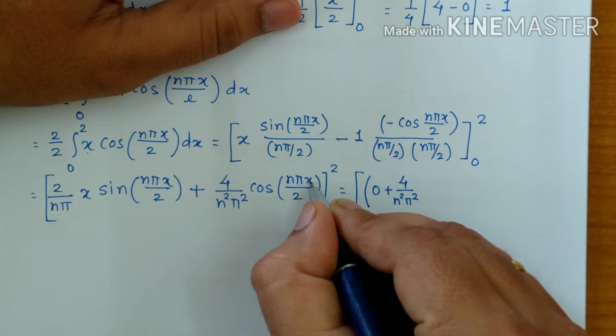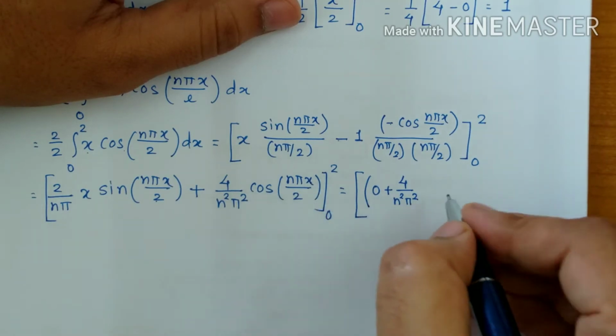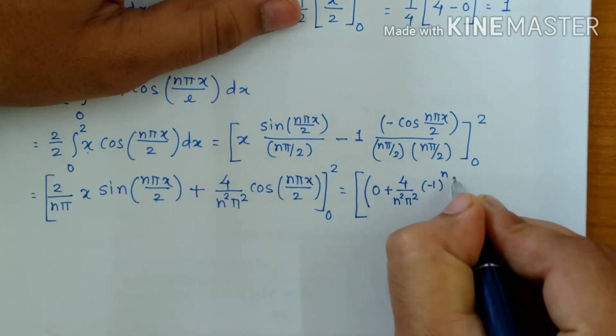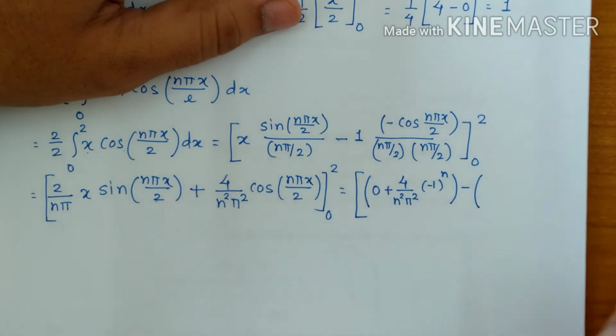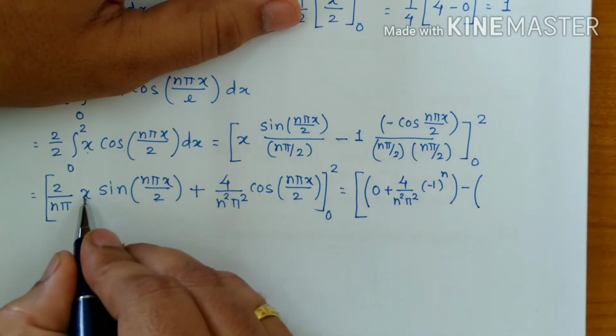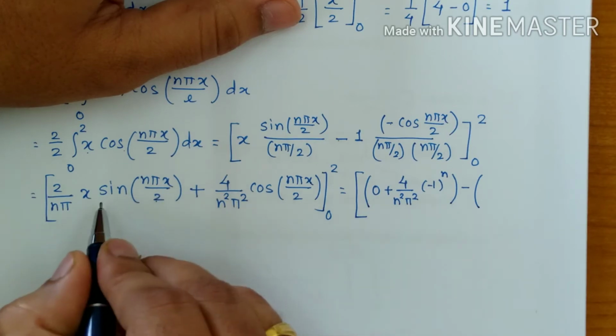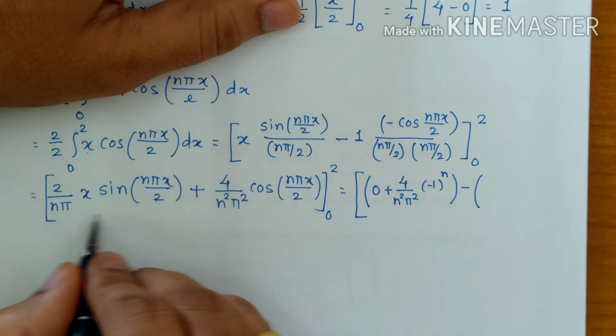We substitute 2 here, 2 upon 2 get cancelled, we get cos n pi. Cos n pi is minus 1 raised to n. Minus lower limit. The lower limit is 0. When I substitute 0 here or 0 here, both the terms are going to be 0, hence the entire term is 0.